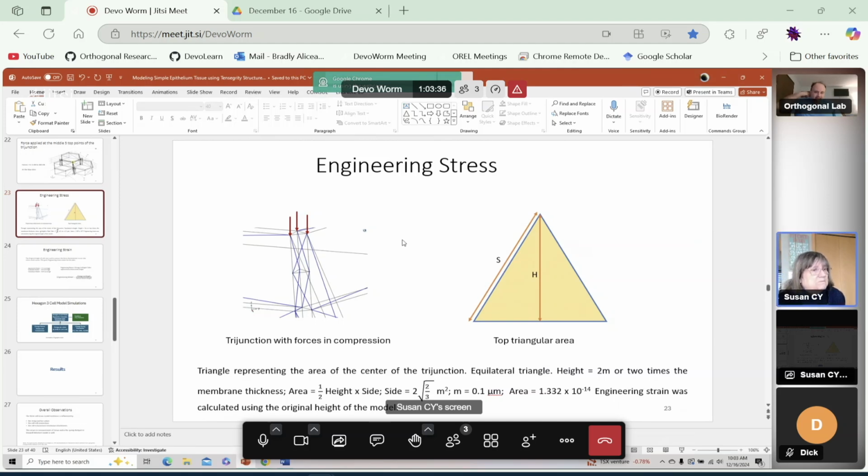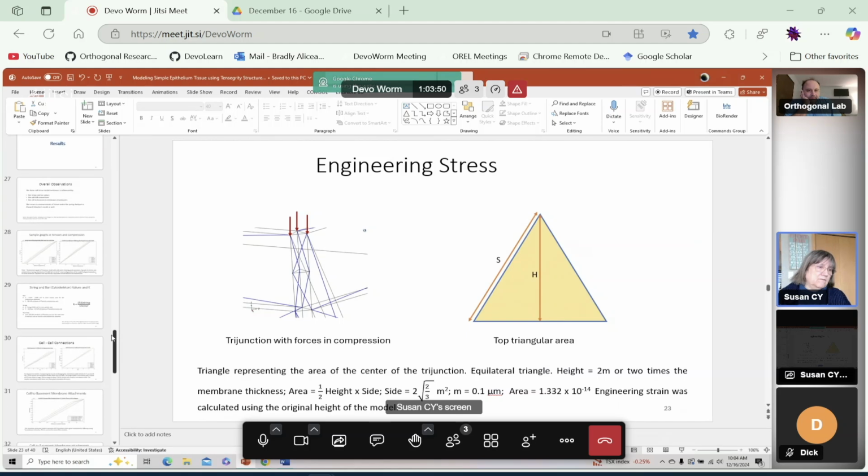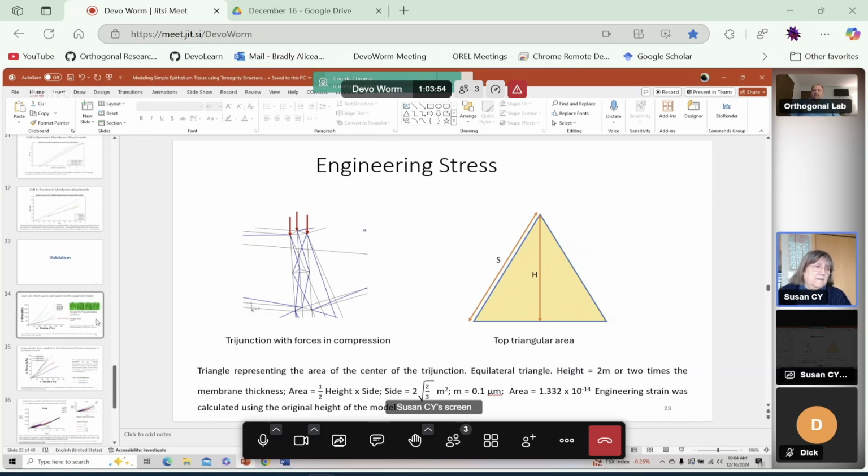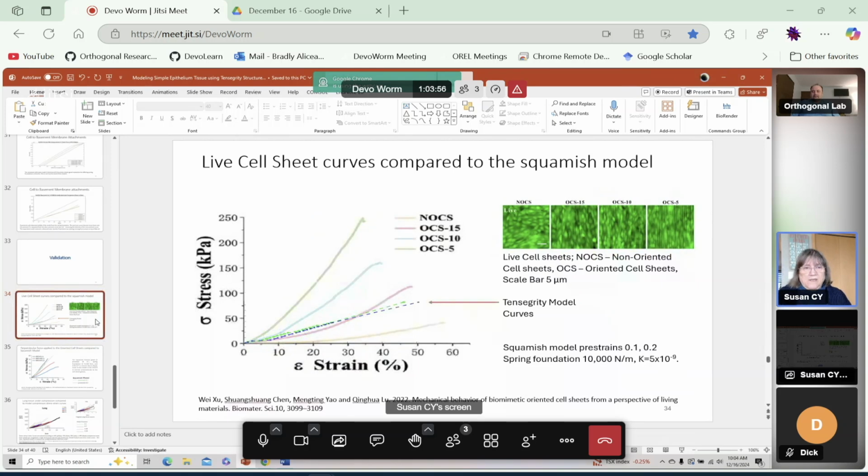Yeah, so part of maybe the curve thing that isn't going on with my model is simply that I'm using engineering stress. But that seems to be how most of my choice of tissue examples is. They've done engineering stress and strain with it, so I'm comparing the same thing.